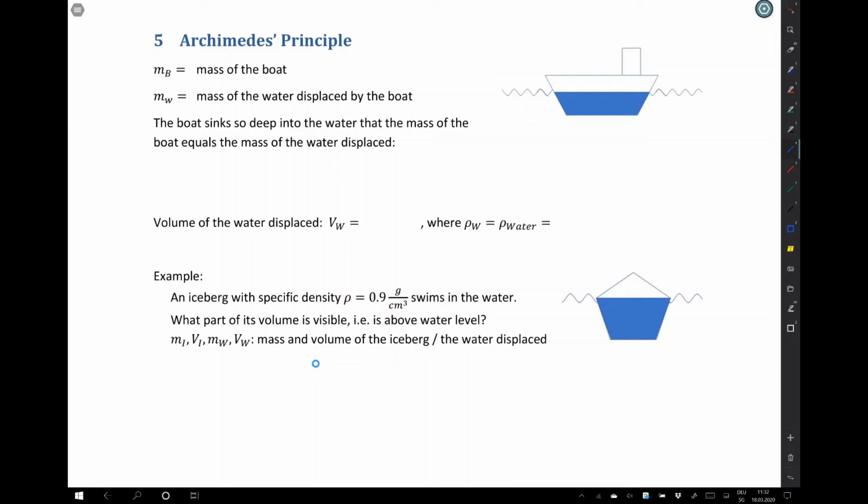Why does a boat swim on the water and why does it not sink? It is the famous Greek mathematician Archimedes who found the corresponding principle.